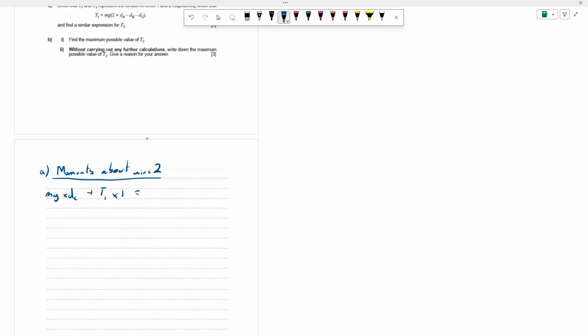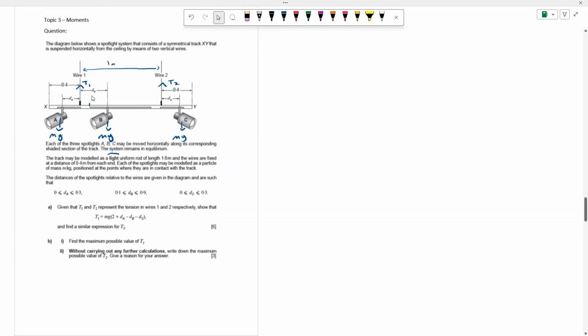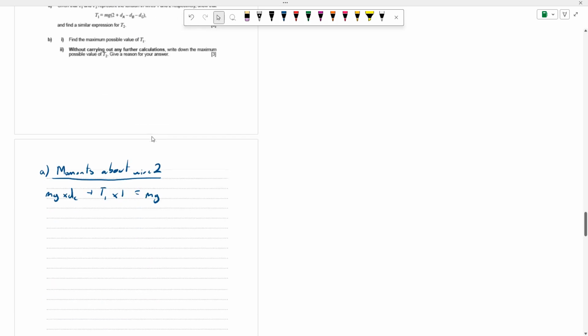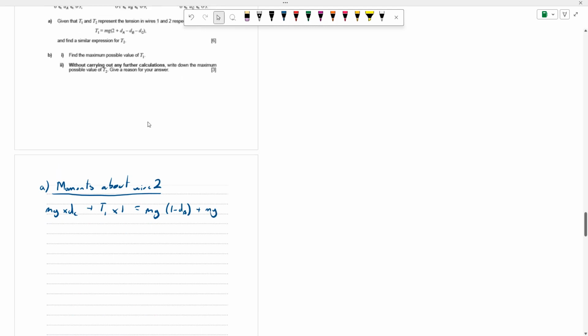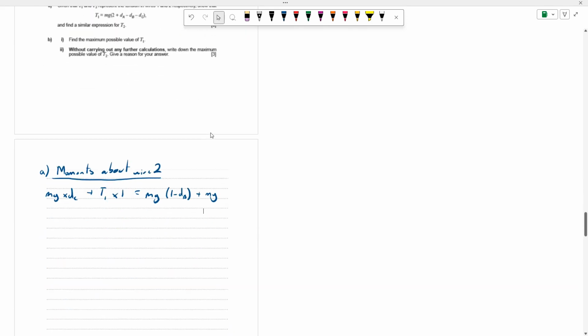Okay, then we have mg. If I look at B, I know that this distance is dB. So if I want the distance from 2, it's going to be 1 meter take away dB. And then, very similar for the other one, dA is the distance from wire 1, so I want 1 meter plus dA for that one.